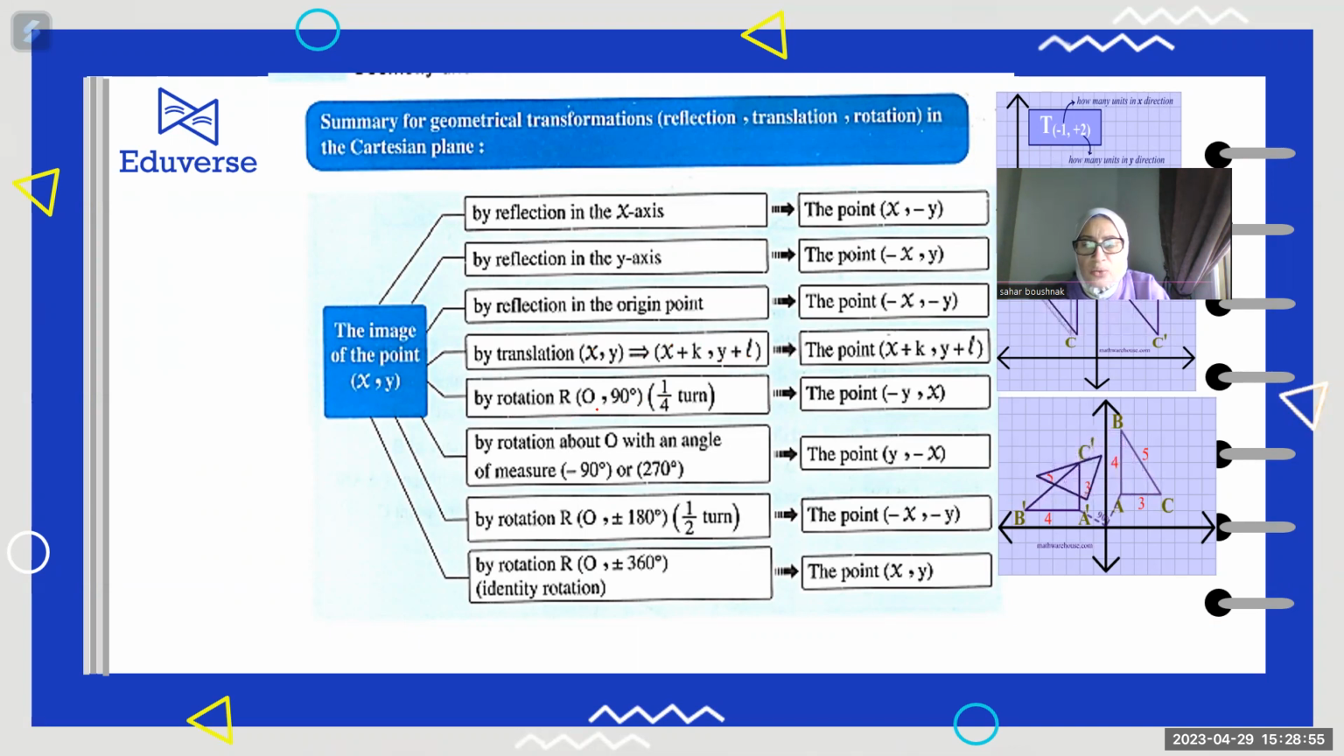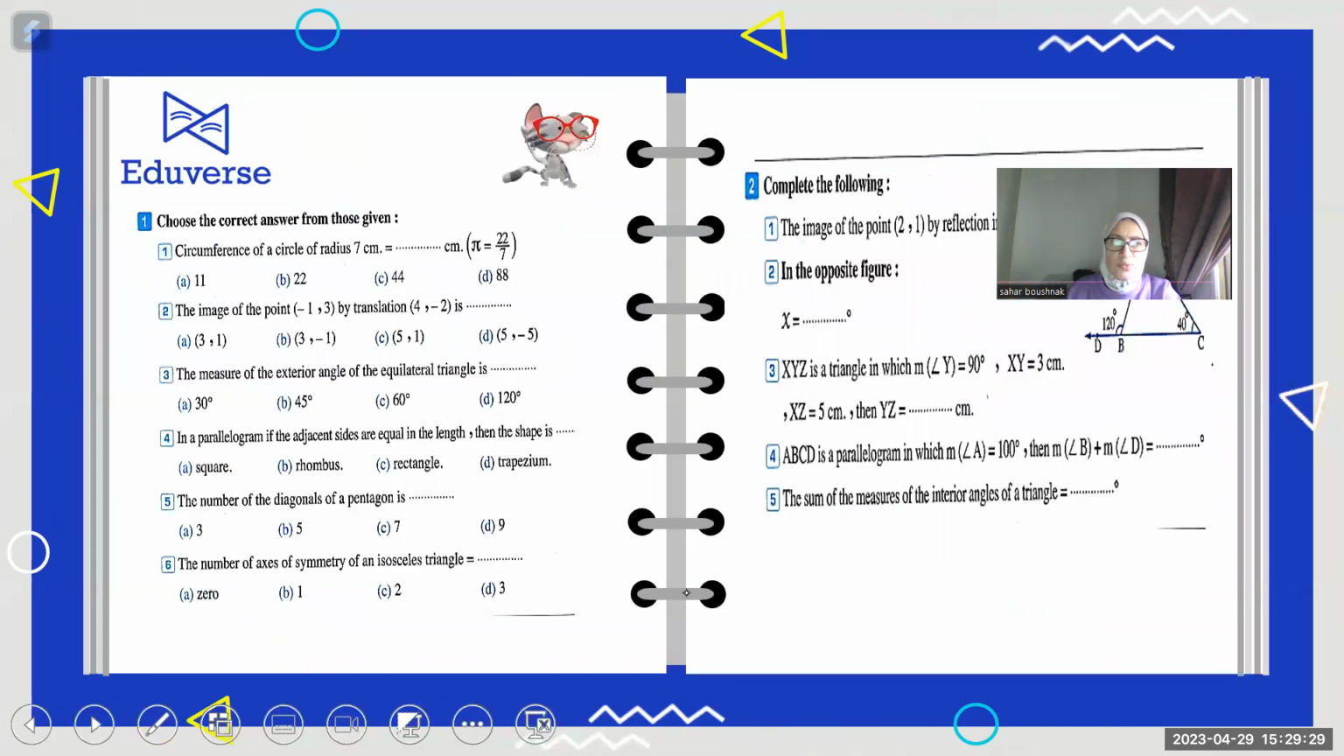Then rotation around the origin point, 90-degree, it will be a quarter turn, which means negative y and x. This is the rule. And rotation around origin point with angle negative 90 or 270, it will be y and negative x. Rotation around origin point and positive or negative 180, it will be a half turn. It will be negative x, negative y. Rotation around origin point, positive or negative 360, it will be as it is, x and y. It will not be changed.